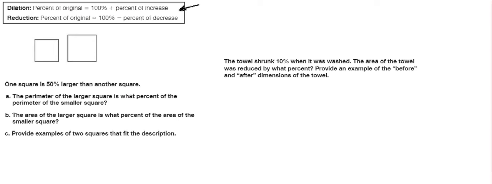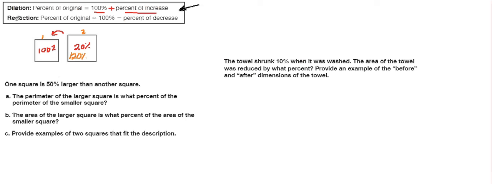It reminds us that when you dilate, the percent of the original is original percentage plus, so it's going to be more than 100, the percent of increase, as in this square is 20% bigger than this square. So what is the percent of this square represented in this square? If this is 100, that's the original, we add the percent of increase to get square, we'll call this square 2, is 120% of square 1. That's how I say that.